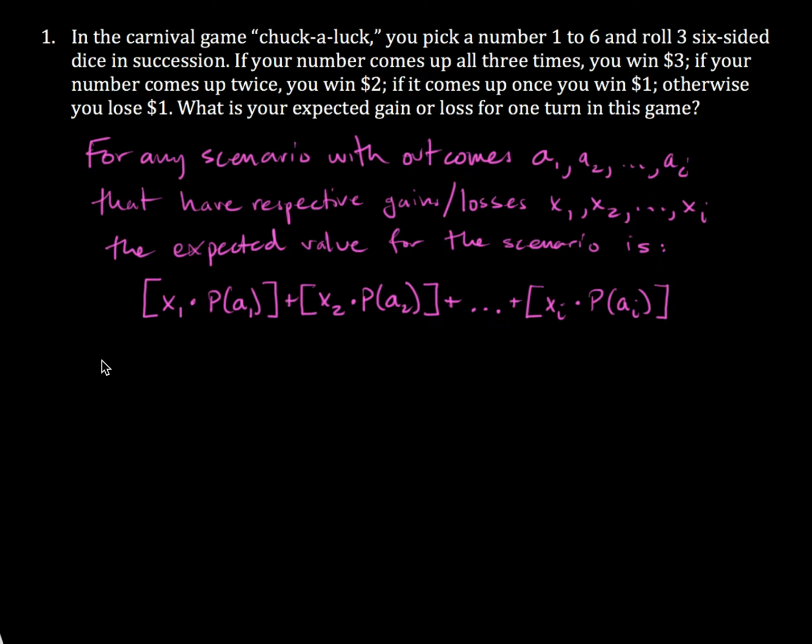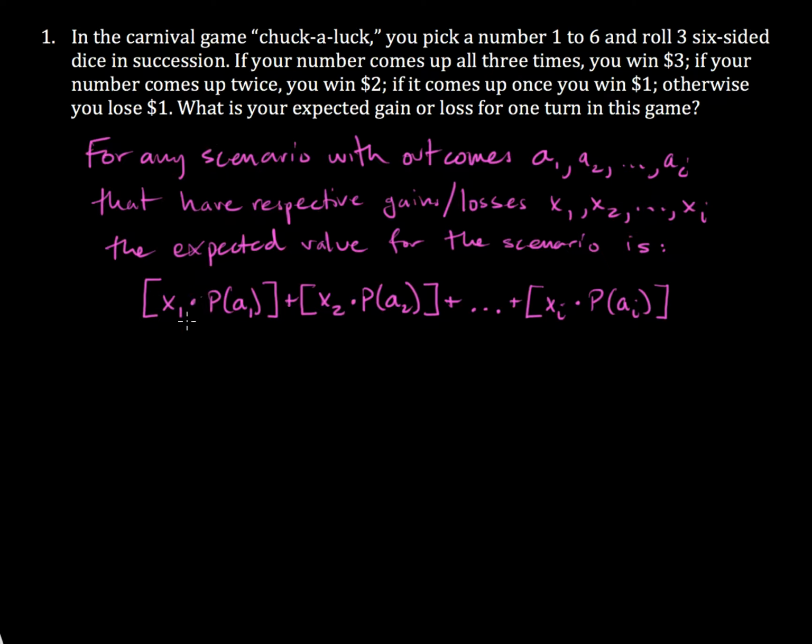So let's take a look at a number of problems involving this concept of expected value. As a refresher, for any scenario that has outcomes of A1, A2, and so on up to Ai that have respective gains or losses of x1, x2, and so forth on up to xi, the expected value for the scenario for one turn of a game or one roll of a dice or something like that would be x1 times the probability of A1 plus x2 times the probability of A2 and so on until we get up to xi times the probability of Ai.